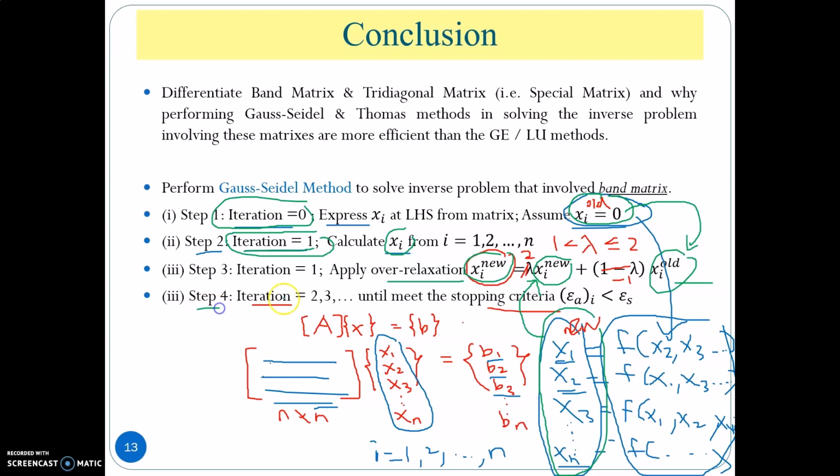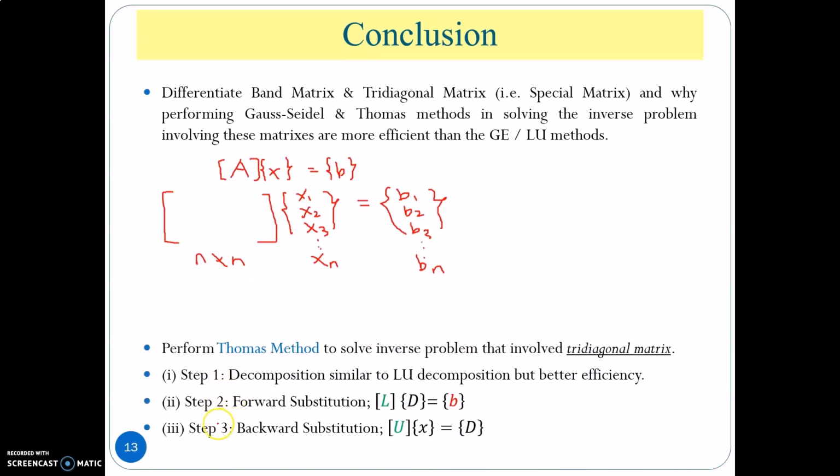In step 4, we will continue with the iteration equal to 2 that involves step 2 and step 3, and continue with iteration equal to 3 and so on until we meet the stopping criteria. Once the iteration stops, you obtain the solution here, and you can substitute inside this equation and check the left hand side. If the left hand side equals the right hand side, then we can say the solution obtained from the Gauss-Seidel method is correct.